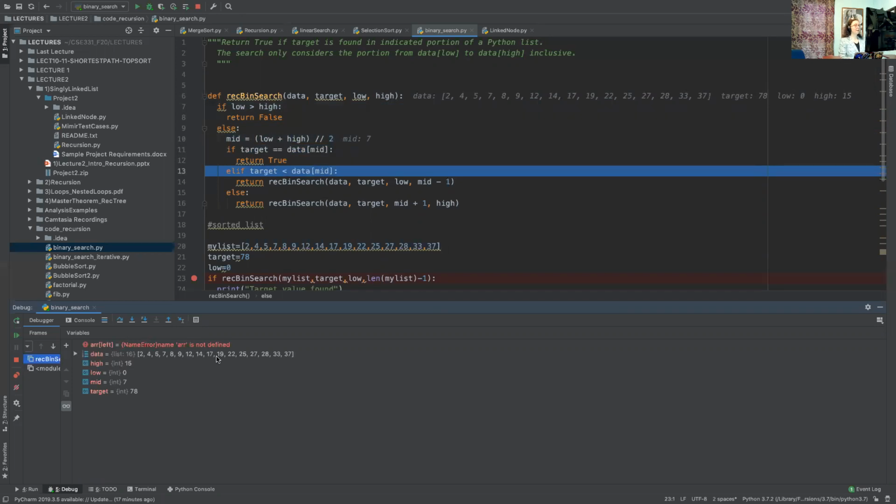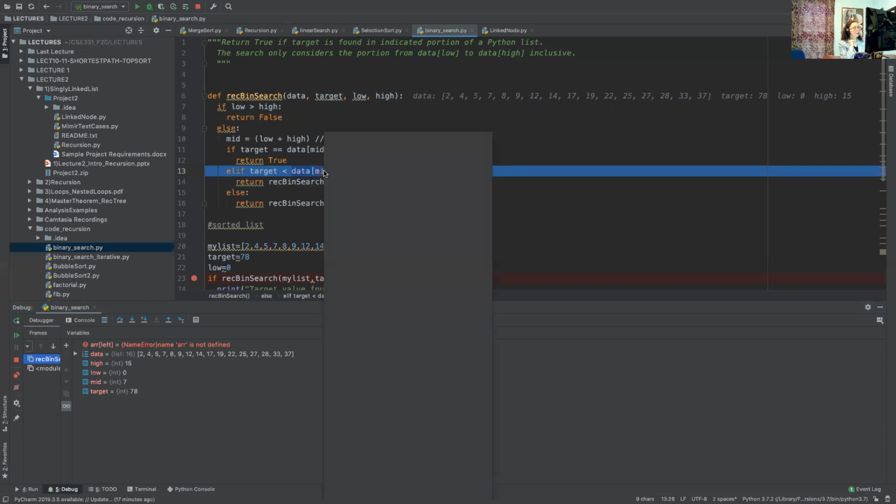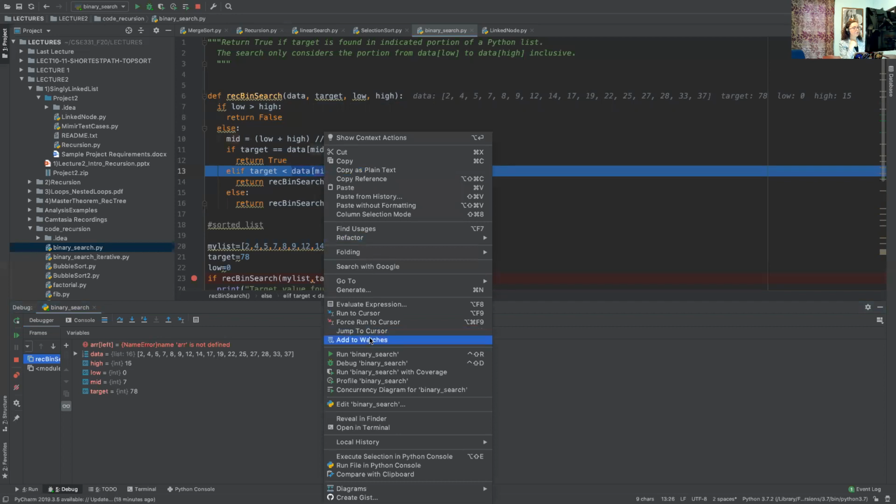We looked at it. You can always do this, add watch: highlight what you want to watch, and you can only do this during debug mode. Right mouse click, say add to watches.